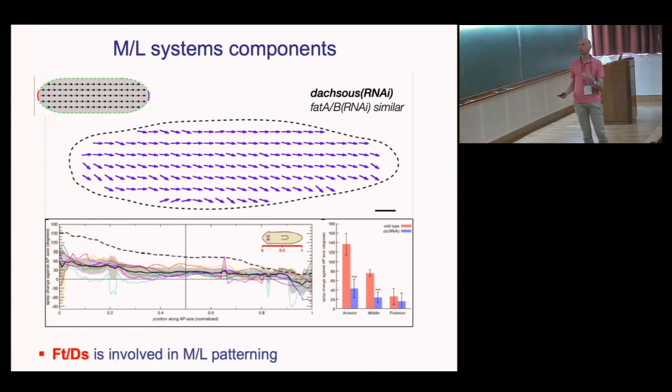So what is clear therefore from these data is that fat DAXs is clearly involved in the orientation of cilia towards the body margins.